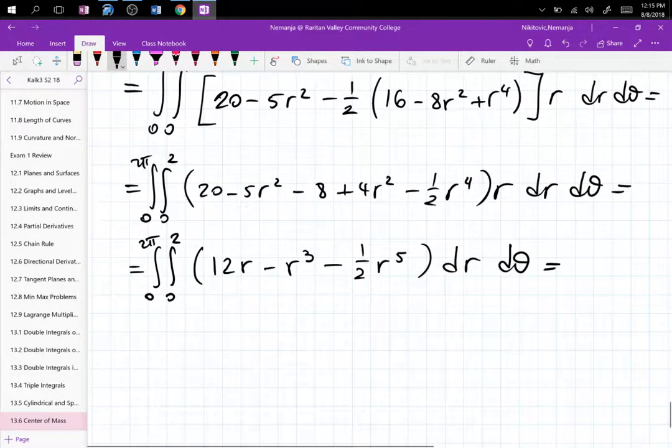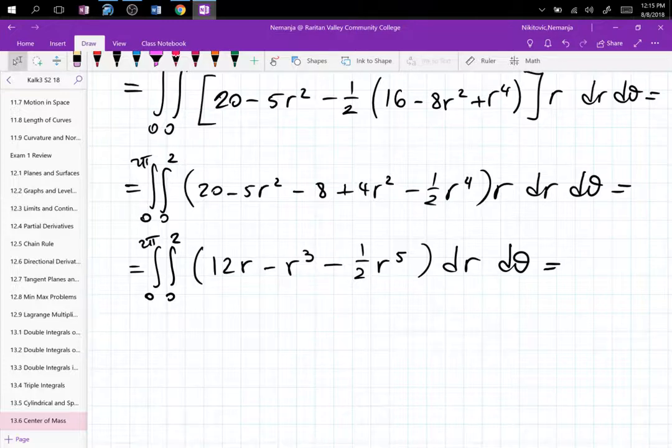Guys, this is not hard, this is annoying. There's a difference between the two definitions. All right, so here's your definition of annoying.